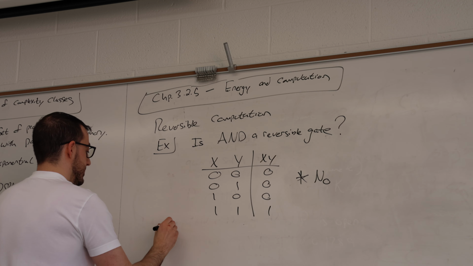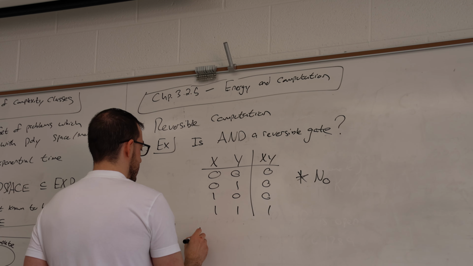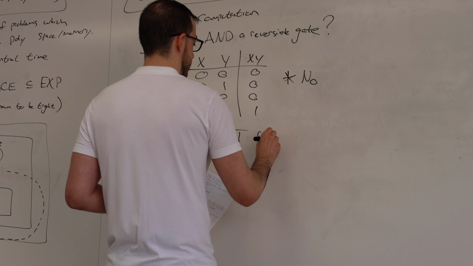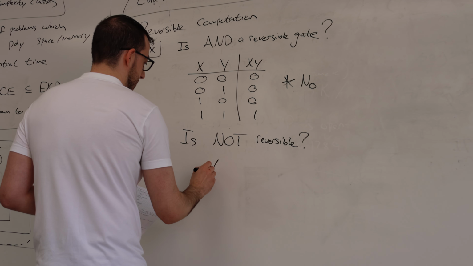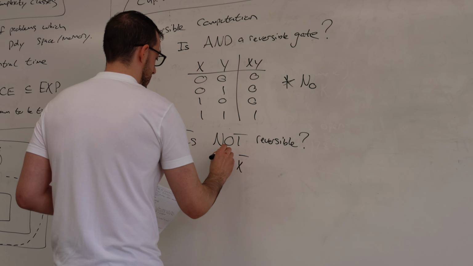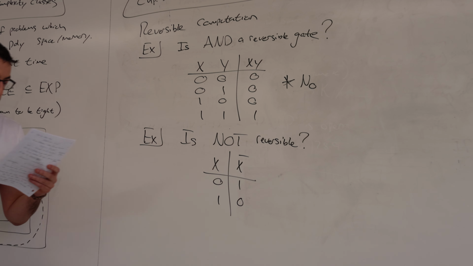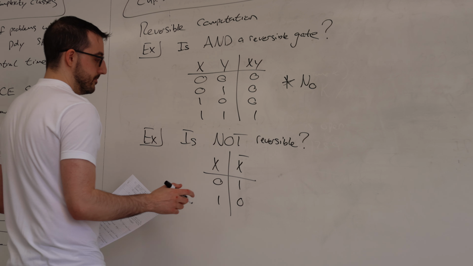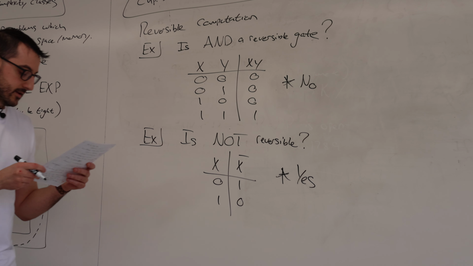Consider one more example. It's not all classical logic gates that are not reversible. Some of them will be. So we could ask, is NOT reversible? Remind you of NOT: 0, 1 will be 1, 0. In this case, is NOT reversible? The answer is yes. There's a unique input for every output. So in this case, the answer is emphatically yes.